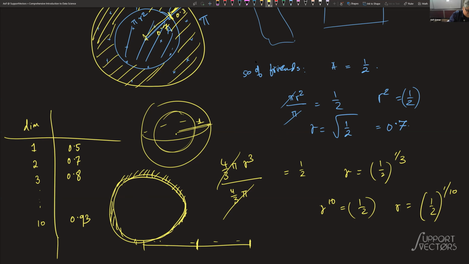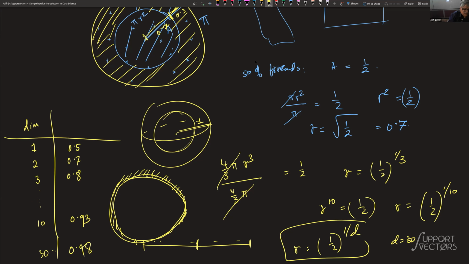Right? And what happens when we are dealing with data sets? What is the data set that we dealt with most recently? Housing. We had how many factors were there? Breast cancer. Breast cancer, right? It had about 30 dimensions. So let's find out what is half to the power. So now you realize that the radius you have to go to is half to the power 1/d. D is equal to 30. What is the value you get? 0.977, so practically 0.98. So what do you notice?